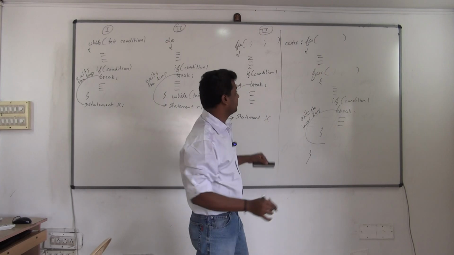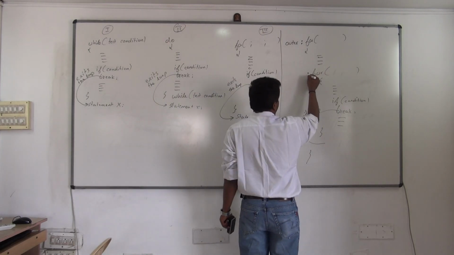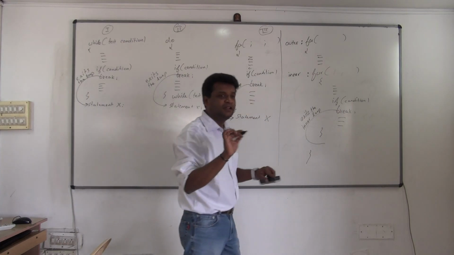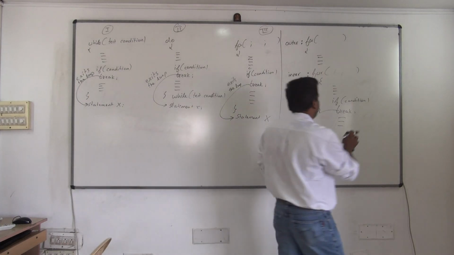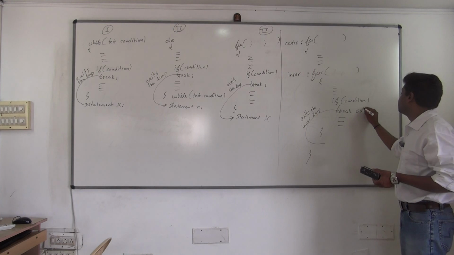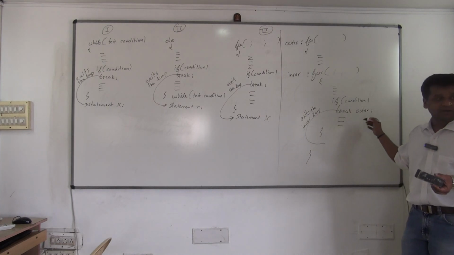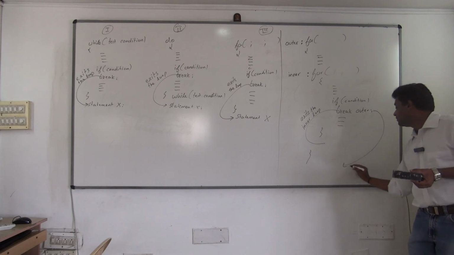Some good name you give. Outer. And if I say here, inner. Generally break means it was breaking the inner loop. If I want, I can say break outer also. So what will happen? Both the loops will exit. If I use break outer, in this condition what happens?